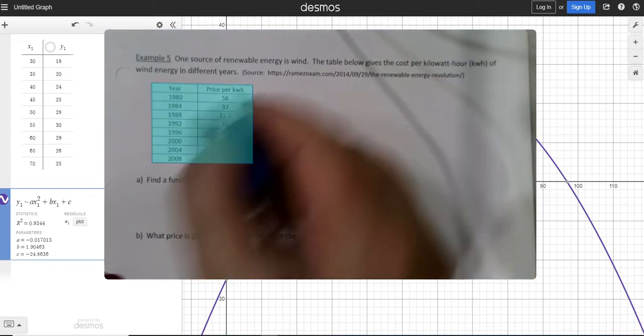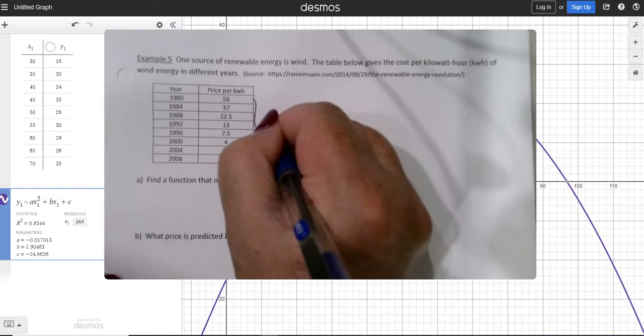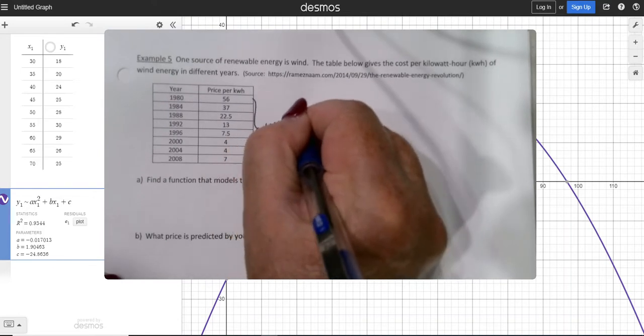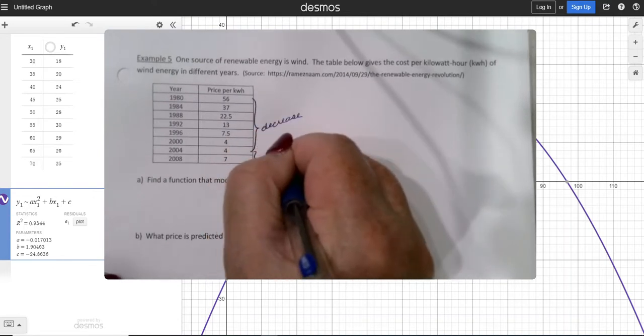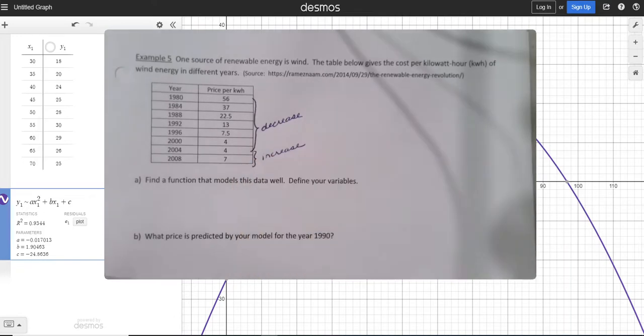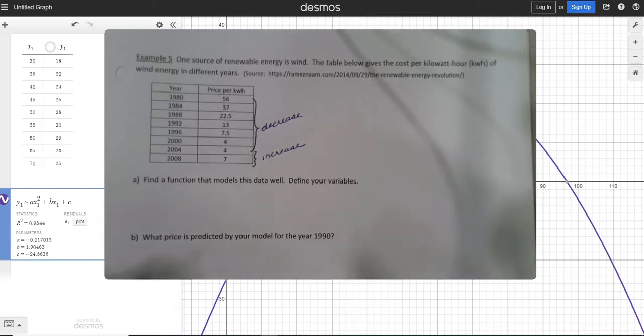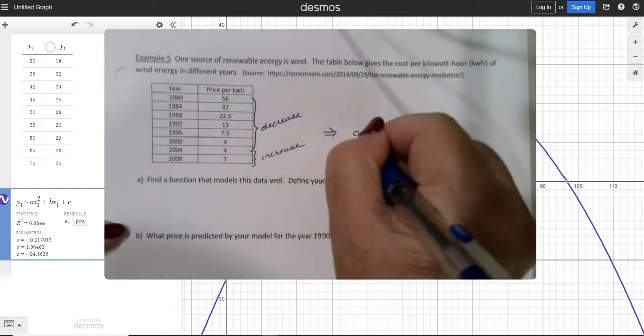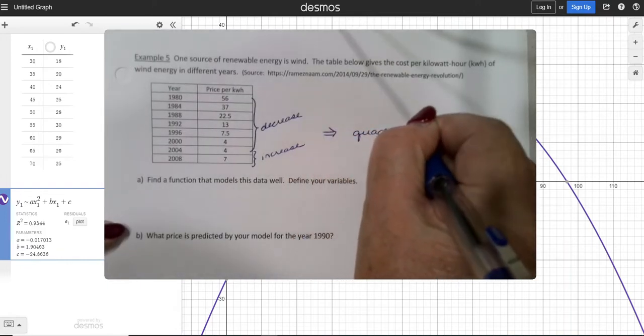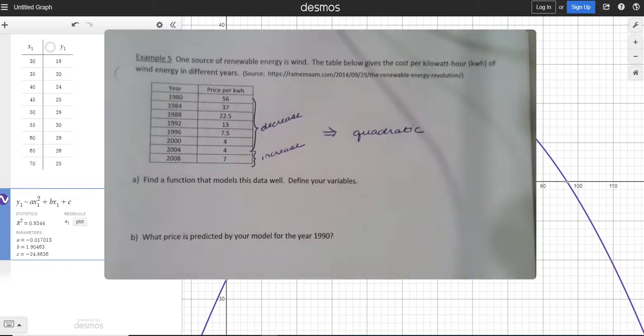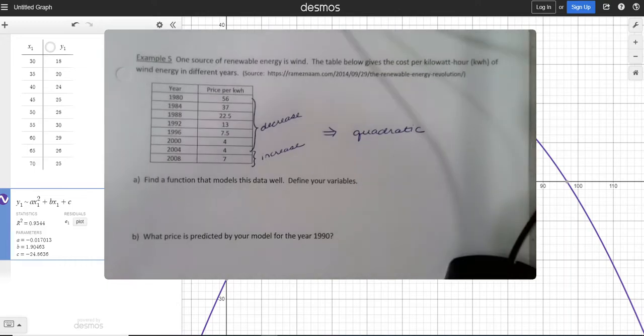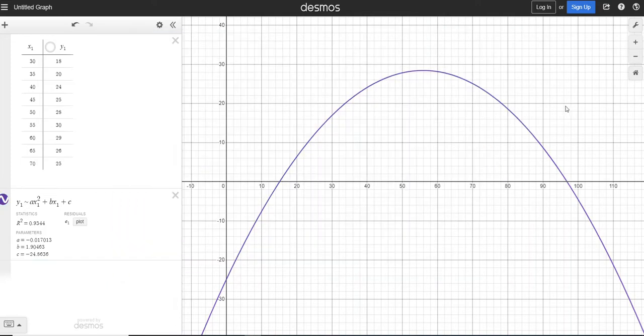Since we do have both decrease and increase, though, it would make sense that to model this well, we're probably going to need to use a quadratic function, not a linear one. So, if I want to find a function that models the data, I'm going to go ahead and do a quadratic regression. Let's start with that, and then we'll write it down with our variables when we're ready.